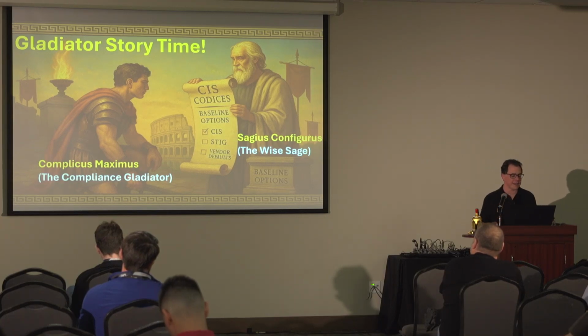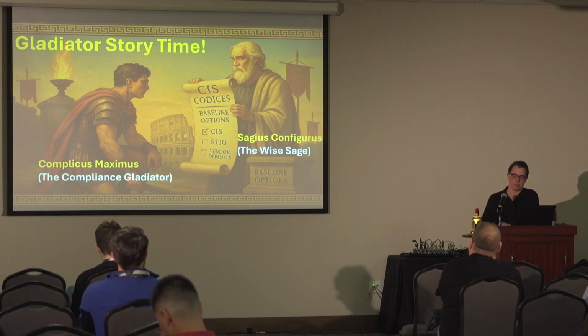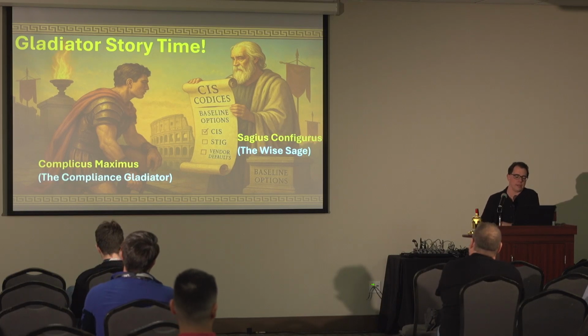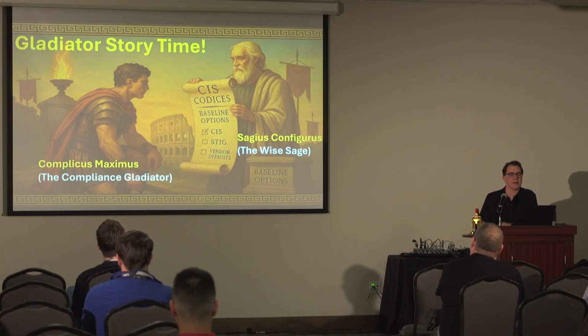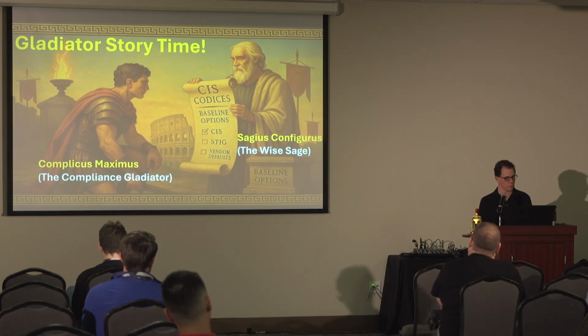He is tasked by the Internal Auditor Caesar Augustus to go and secure the Red Hat baseline platform. He got some good wins on the Windows Server baseline. I actually presented about it here last year. And this gladiator wants to seek some sage advice. So he finds Sage Use Configurers, who tells him there are some CIS codices that can make it really easy to do and implement.